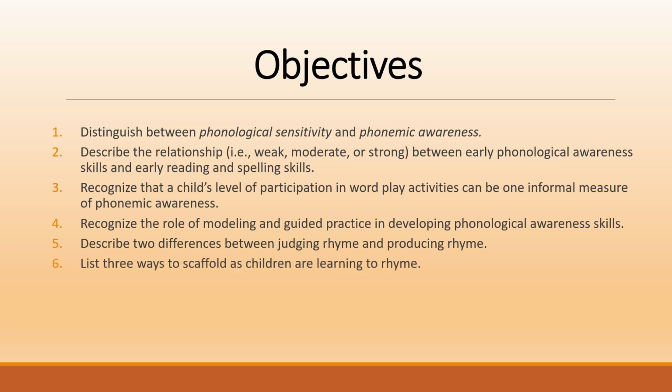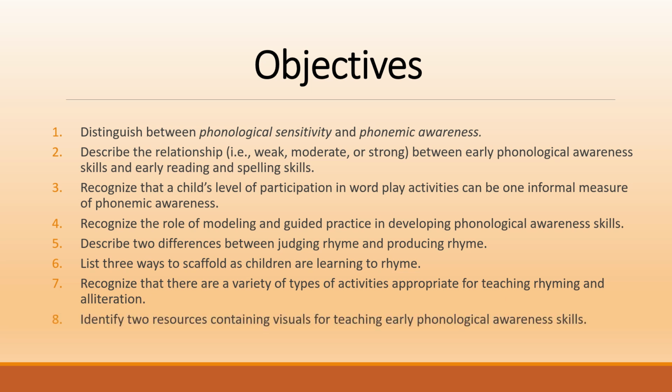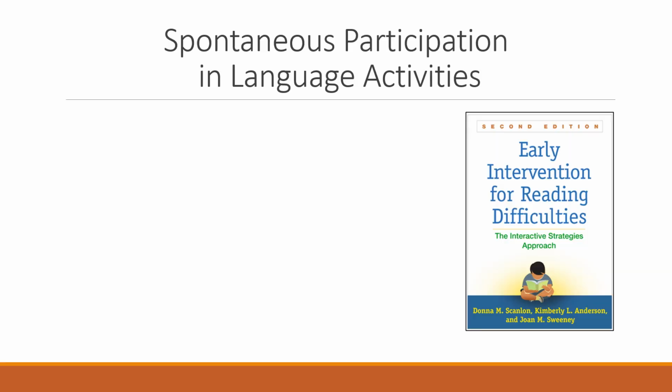List 3 ways to scaffold as children are learning to rhyme. Recognize that there are a variety of types of activities appropriate for teaching rhyming and alliteration. And identify 2 resources containing visuals for teaching early phonological awareness skills.